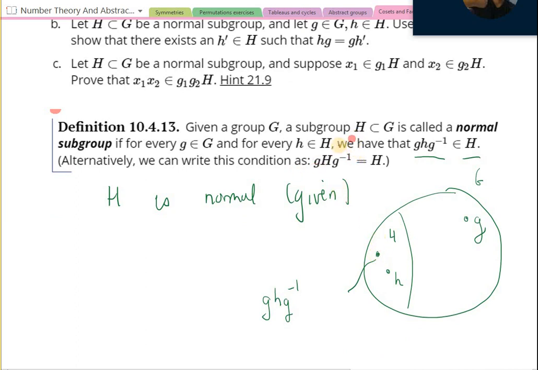Right? Let's distinguish between what we know and what we want to prove. This is what we know. This is what we have. But how about g inverse hg? So that's the question mark. Is that in big H or not? That's the question. So what do you think?